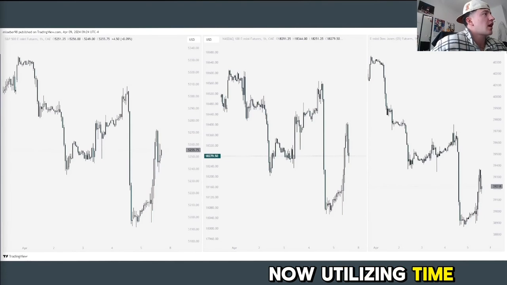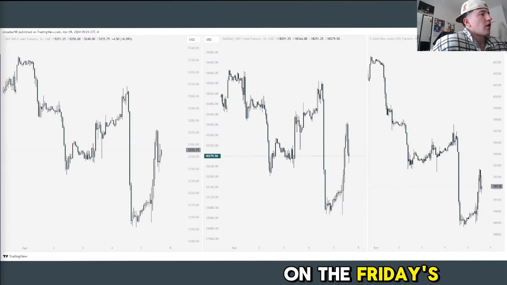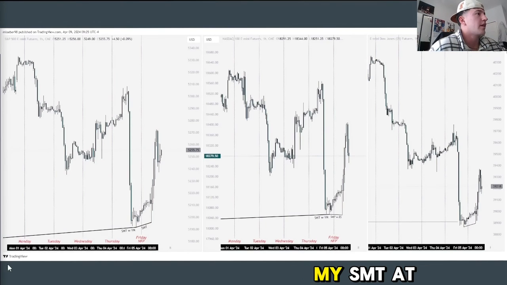Now, utilizing time frame alignment, we're going to go from our daily to our 1 hour, and I want you to do the same thing. Mark up your corresponding lows on Friday's trading day and see if it matches what I have on the next slide. I carried over my SMT at the lows on the daily with the YM showing the higher low on the ES and the NASDAQ, and I also added the daily dividers for that week of NFP for April.